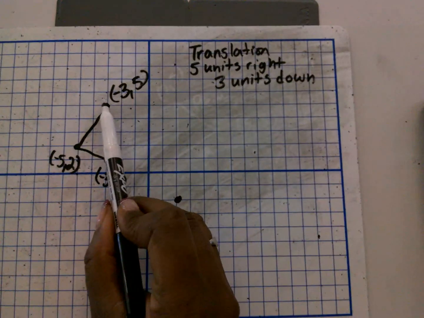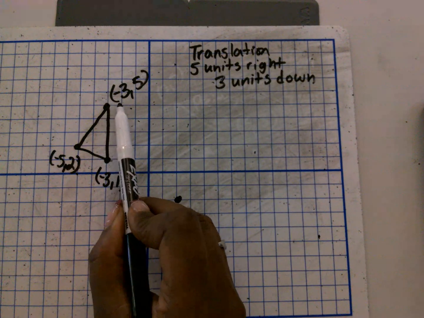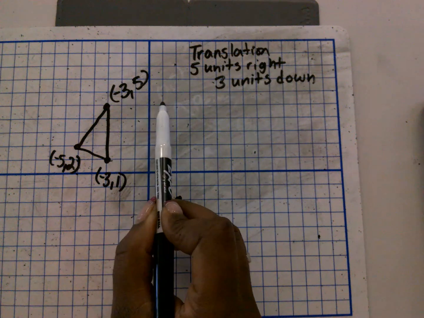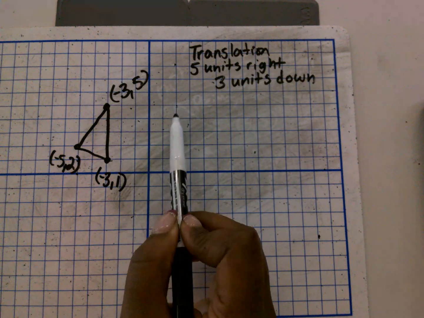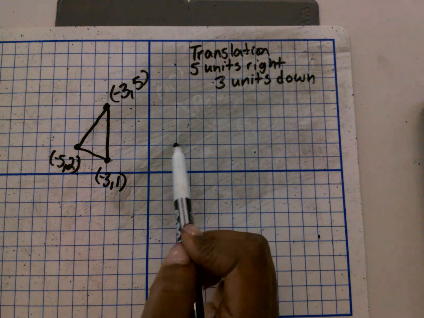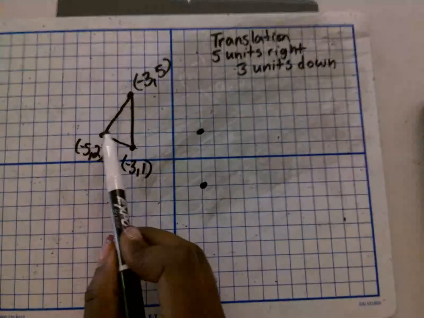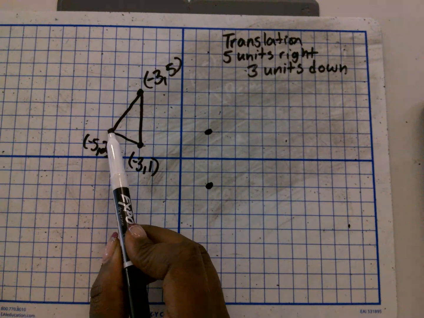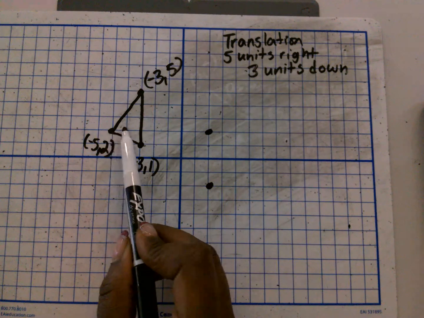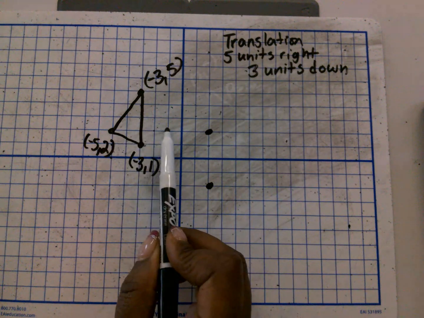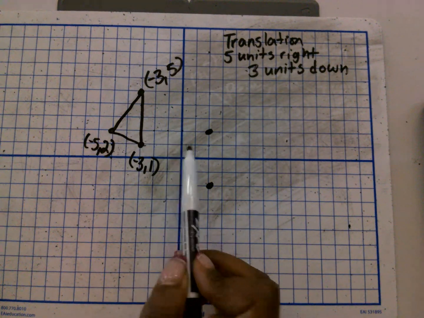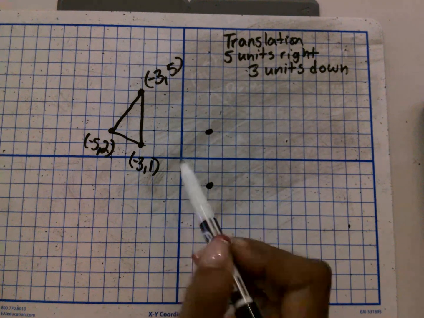I'm going to do the same thing with this one. Over 5 and down 3. 1, 2, 3, 4, 5. Down. 1, 2, 3. Now I'm going to move this one. Over right 5 and down 3. 1, 2, 3, 4, 5. Down. 1, 2, and 3.